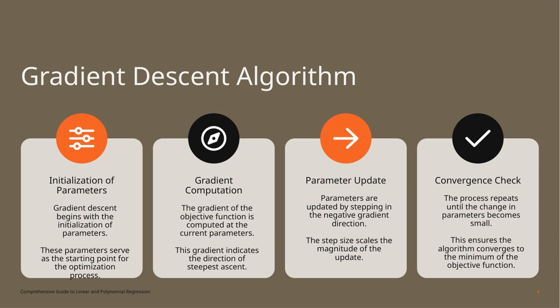At that point, we can be confident that we've reached the minimum of our objective function and our model parameters are optimized. This entire process, initialization, gradient calculation, updating, and checking for convergence, is the core of the gradient descent algorithm. It's a fundamental method that guides us toward the best fit line or curve in regression analysis.